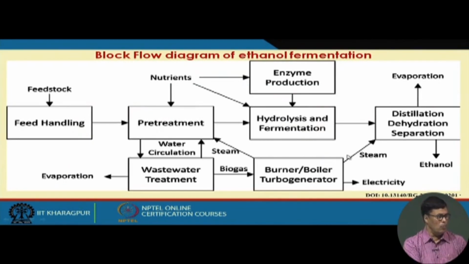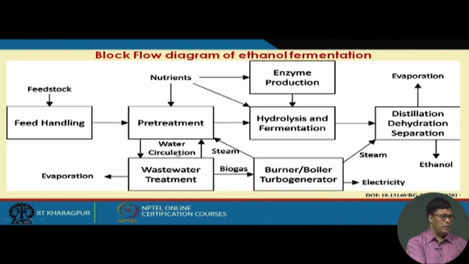Now this is the block flow diagram of the ethanol fermentation process, how it takes place. This is the feedstock we put in, but we have to do the material handling. Then we do the pre-treatment process. I mentioned that in the case of starch and cellulose we require pre-treatment, but in the case of sugar cane molasses we don't require much pre-treatment. Then this is hydrolysis or fermentation. After the fermentation it passes through the distillation process.